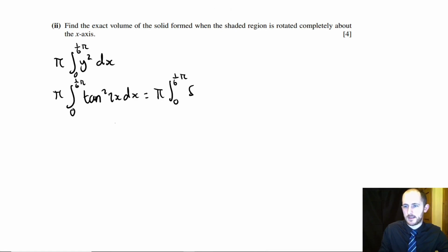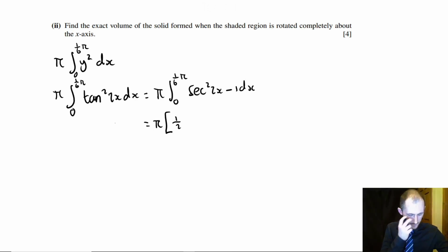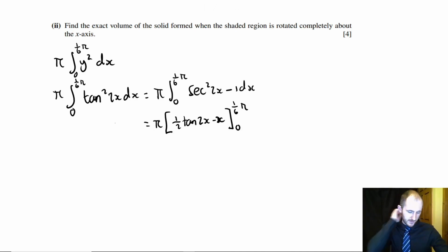So this would be the exact same as sec squared 2x minus 1 dx. So the integral of that, you would integrate that, so it would be a half tan 2x minus x between a sixth of pi and 0. And then you would times that out, which is a bit spicy. And we need to find the exact volume.